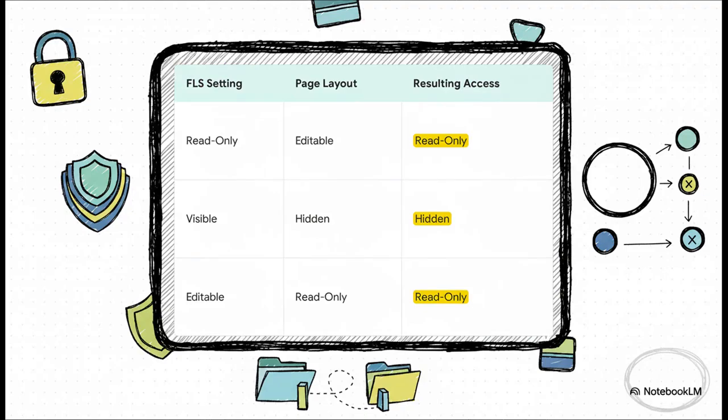Let's make this real. Imagine you have a social security number field. You need your HR team to see it, but absolutely no one else. Well, you'd use FLS to make that field visible to the HR profile and hidden for everyone else. That way, even if some admin accidentally leaves it on a page layout somewhere, it doesn't matter. Only the HR team can actually see the data.